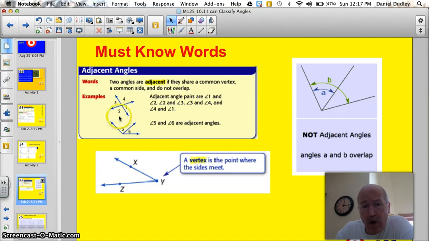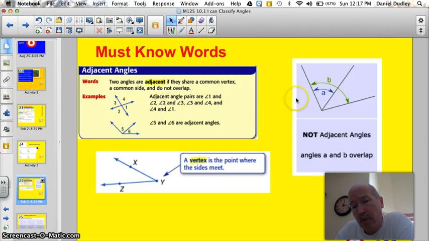1 and 2 are also adjacent. They're next to each other and they share a vertex right where my cursor is. Same with 3 and 4, they're adjacent. They share that same vertex. And 3 and 4 are adjacent, and 1 and 4. 4 and 2 are not adjacent. They don't share the same vertex. This vertex is going this direction, and you've got another one here. So they have to be next to each other and share that same vertex.